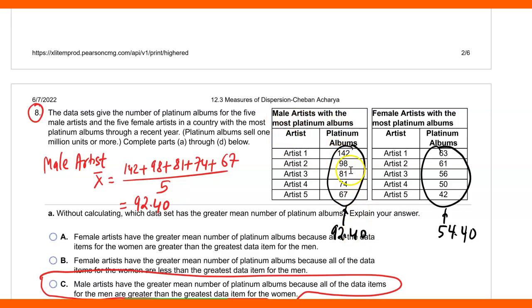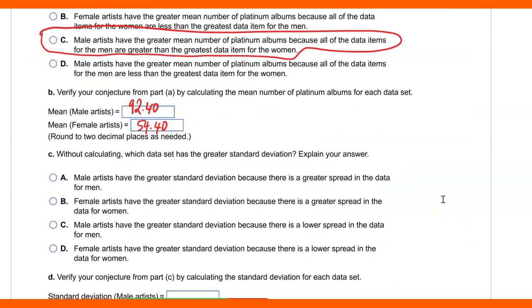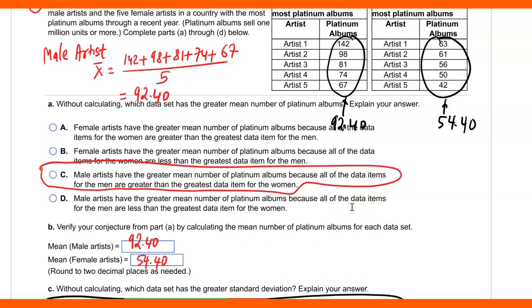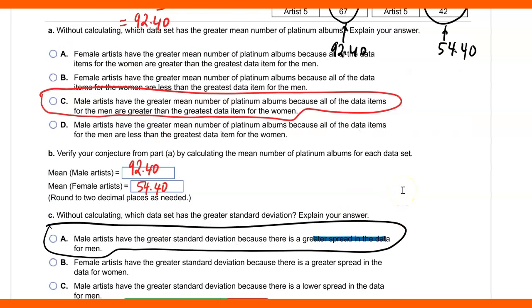Therefore, the male artist data values are spread all over. That means these data items are very, very far from the mean as compared to the female artist data values. Therefore, the answer is the male artists have the greater standard deviation because there is a greater spread in the data. But the female artist doesn't have that much spread.